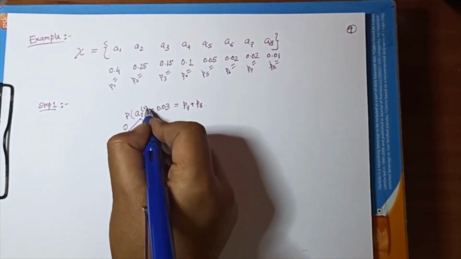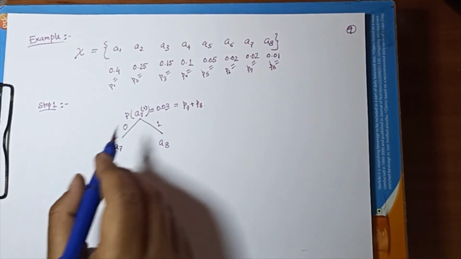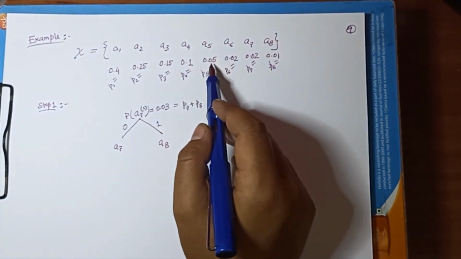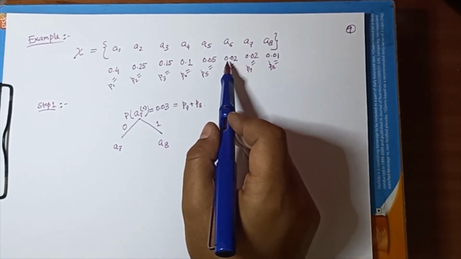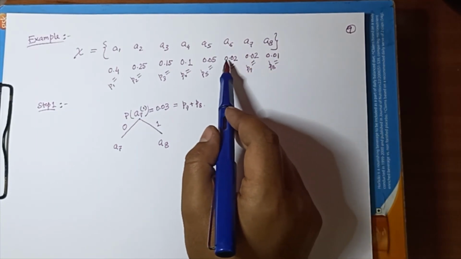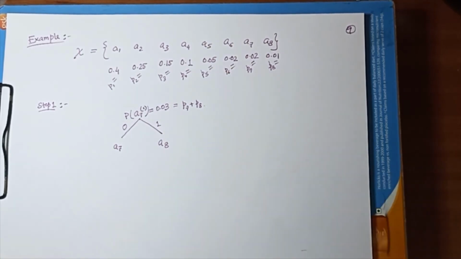The probability is 0.03. Now you see the probabilities will be 0.4, 0.25, 0.15, 0.1, 0.05, but P6 is no longer prior to P7 1. It is actually the lowest probability. So P7 1 will enter here. So in the reordering, it will have a different order.